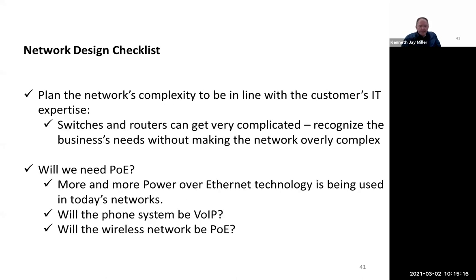All right. Now, some of the other things, this is just a design checklist. One, how complex can we build our network? And there are some super complicated network designs. We can have all kinds of designs that make it so elaborate and just beautiful from a networking standpoint. But if somebody is going to support it and they don't understand all of that, they're probably going to break it down and set it to the least complicated that they can. So switches and routers can get very complicated. So we need to make sure we address the business needs without making the network overly complicated.